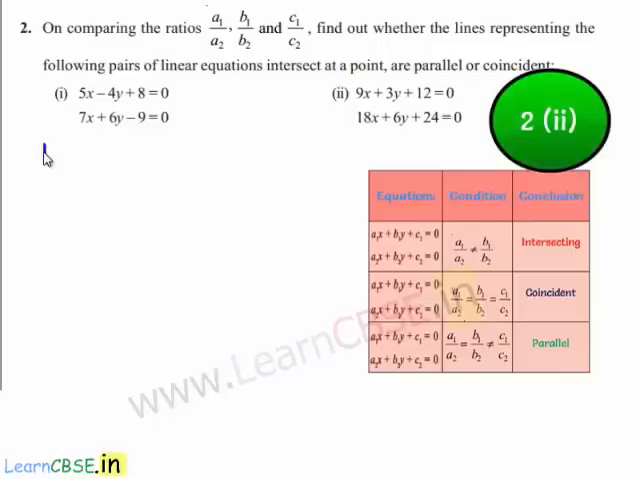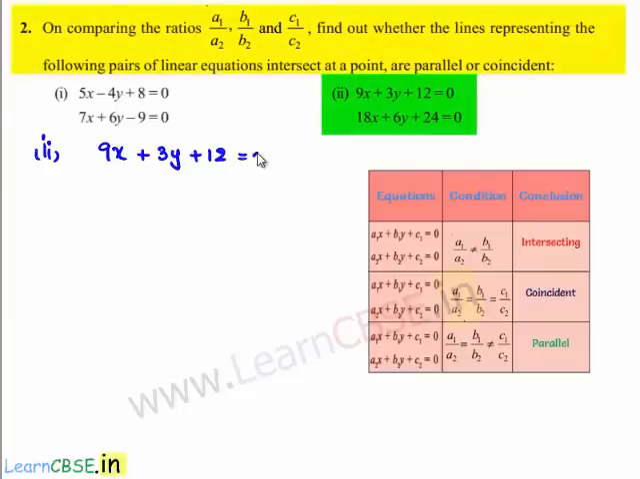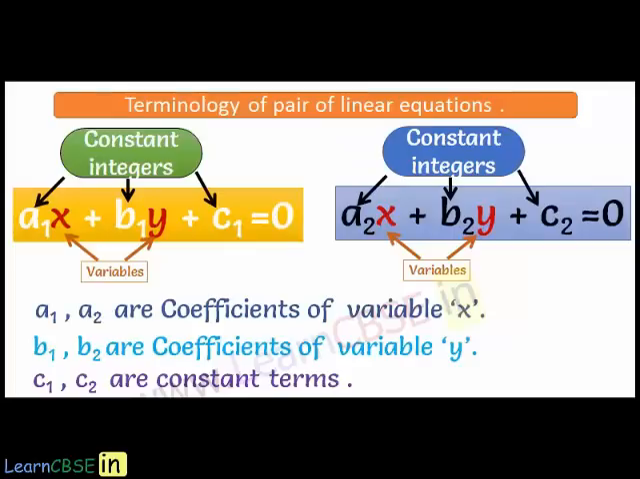Coming to the second bit, the given set of linear equations are 9x plus 3y plus 12 is equal to 0. This is equation number 1. And 18x plus 6y plus 24 is equal to 0. This is equation number 2.